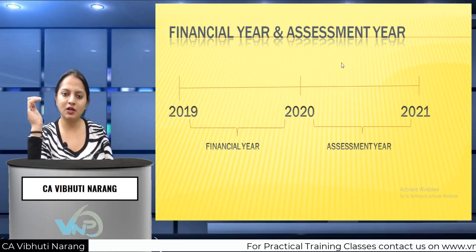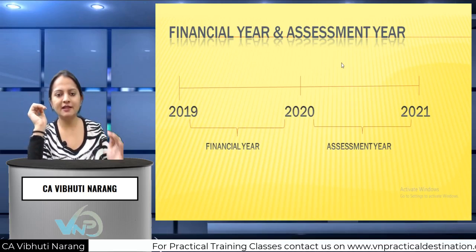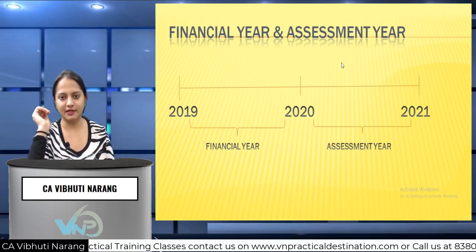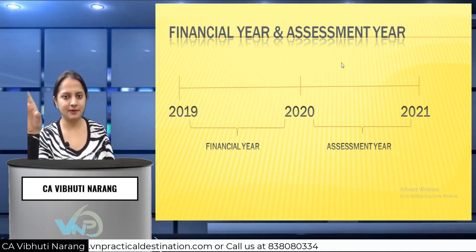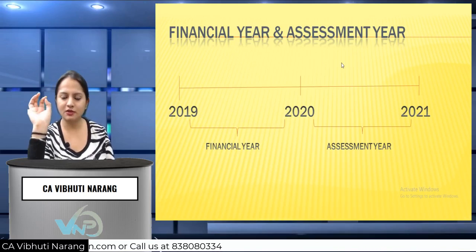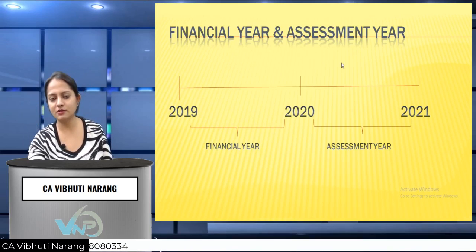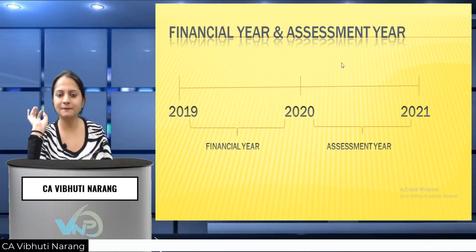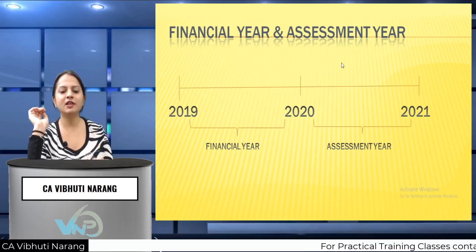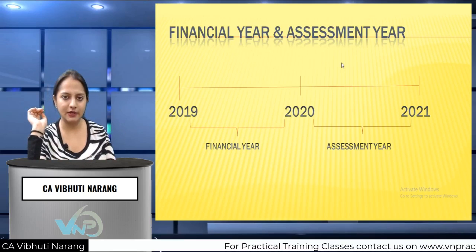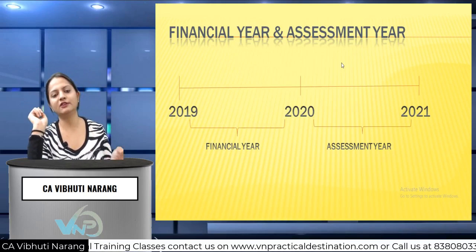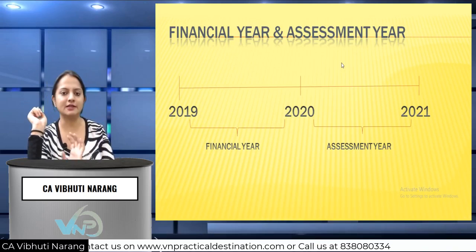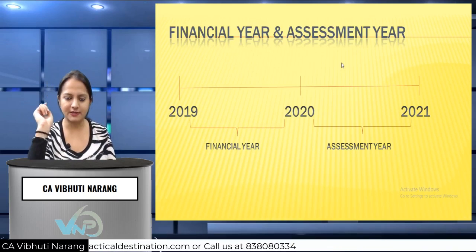If I talk about TDS, TDS is deducted in the current financial year. For example, right now 1st April 2020 to 31st March 2021 is the current financial year. In this financial year, for the TDS, we are following financial year 2021. But if we are filing the income tax return, we are following financial year 2019 to 2020.